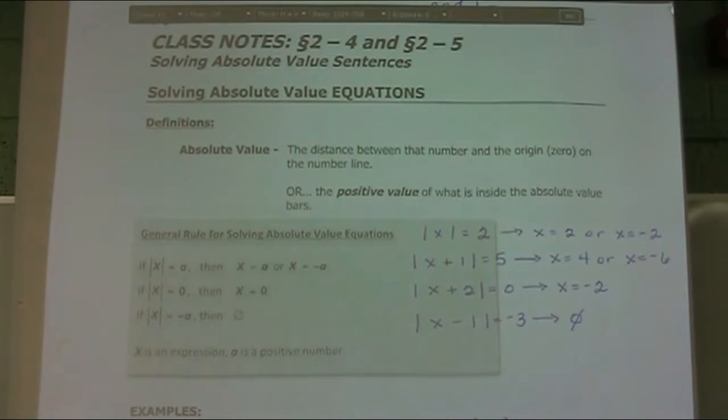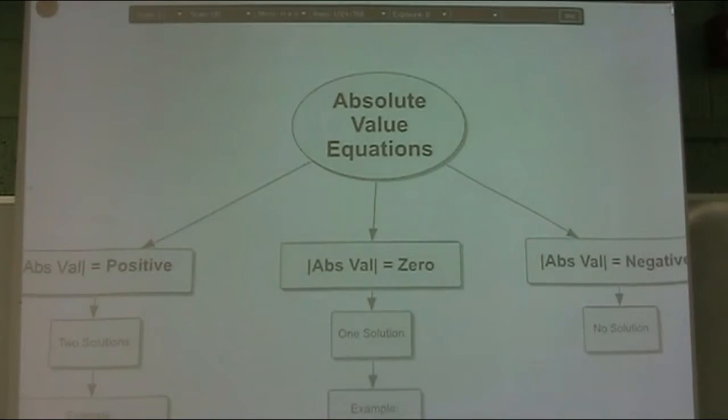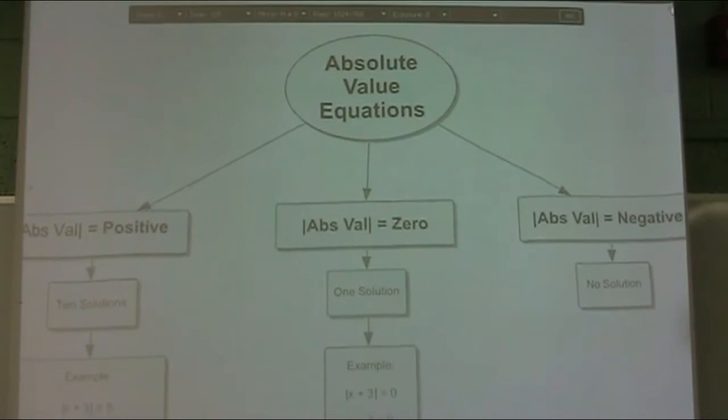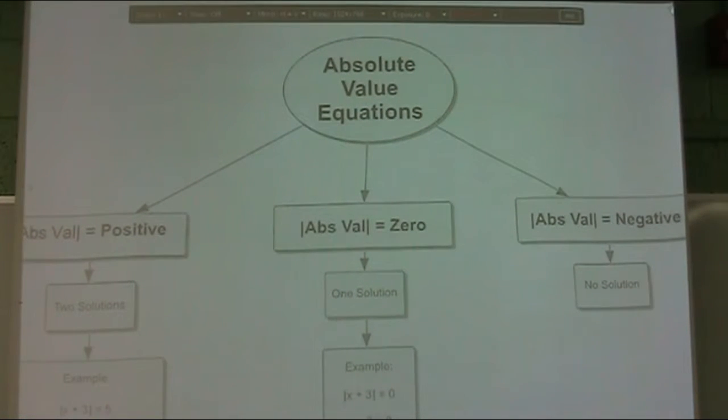And I want to bring out something that I gave you the other day, and that was this. It's a chart. And it has those three different types of equations on it. So if we have absolute value equals a positive number, we will have two solutions. If we have absolute value equals 0, we will have one solution. And if we have absolute value equals a negative number, we will have no solution.